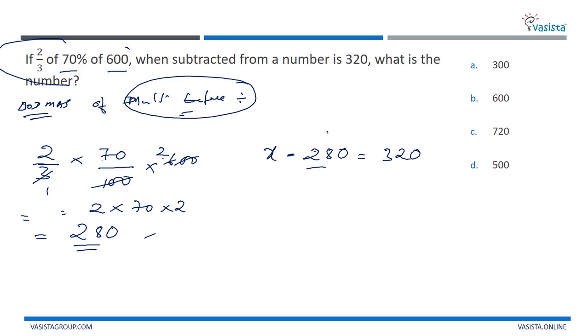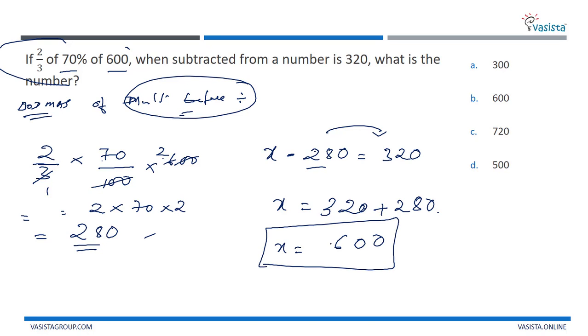Right, that's it. Now transfer this side. x is equal to, minus will become plus. So 320 plus 280. So x is equal to 0 plus 0, 0; 8 plus 2, 10, 0, 1 carry; 3 plus 2, 5, 5 plus 1, 6. x is 600. The answer here is 600.